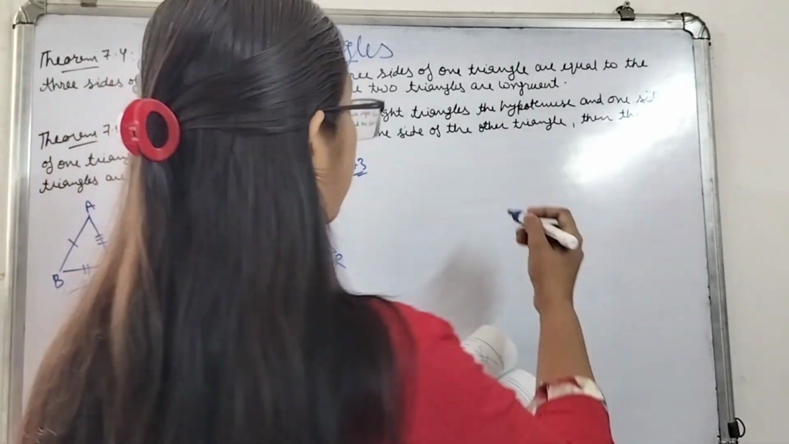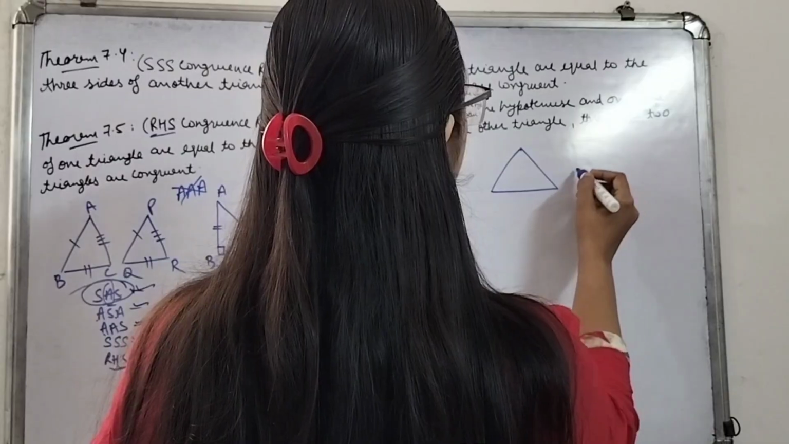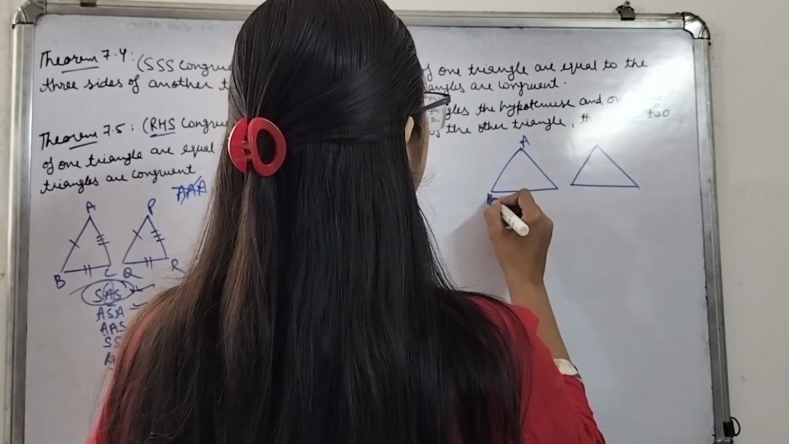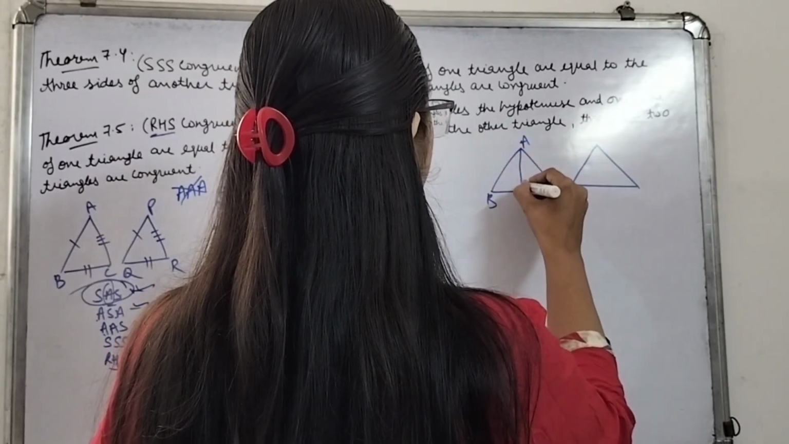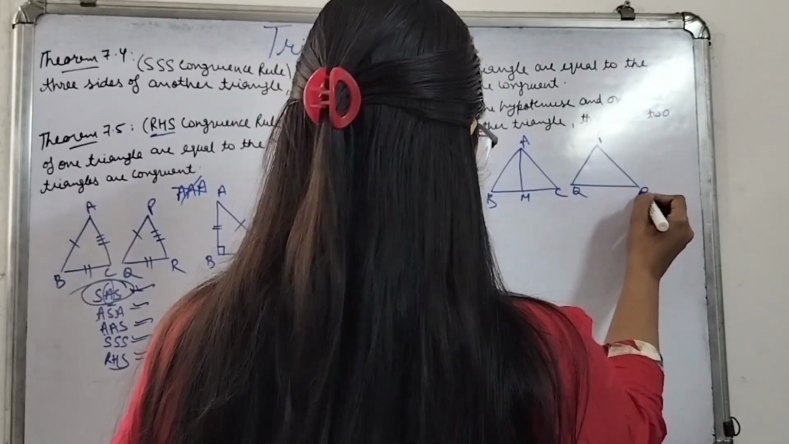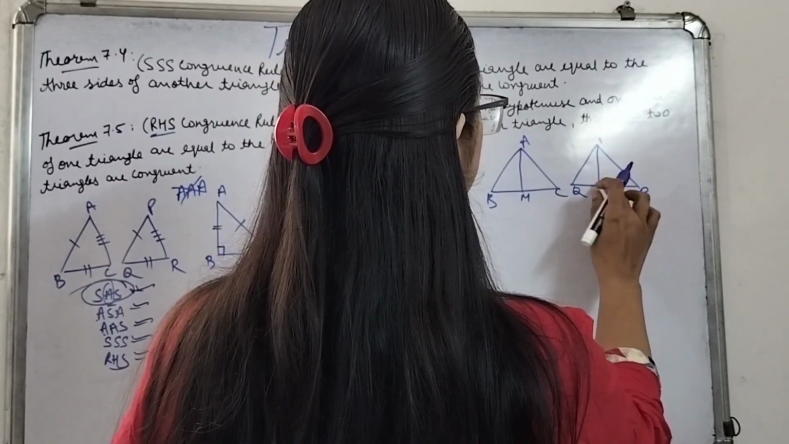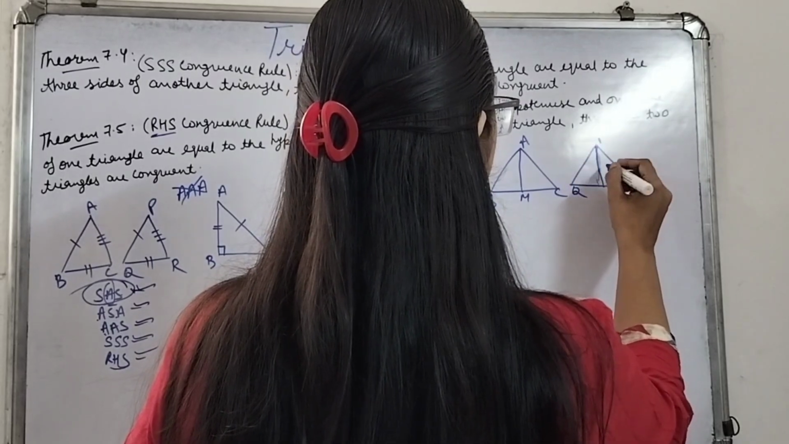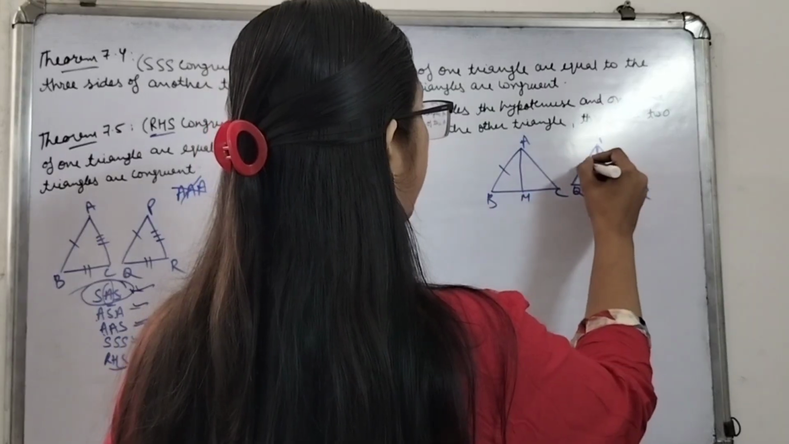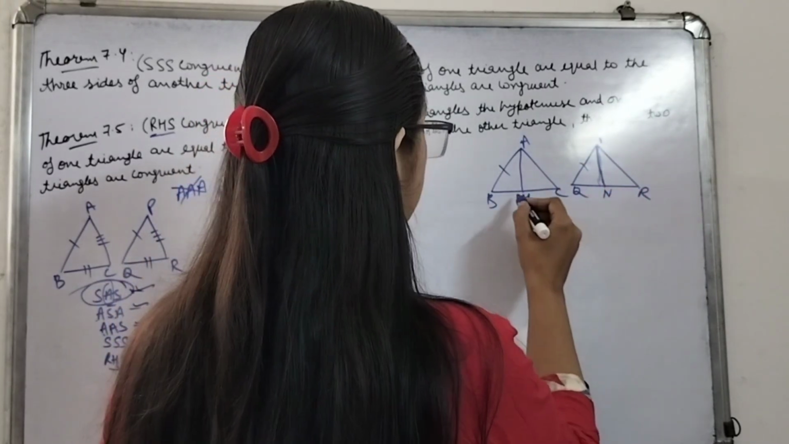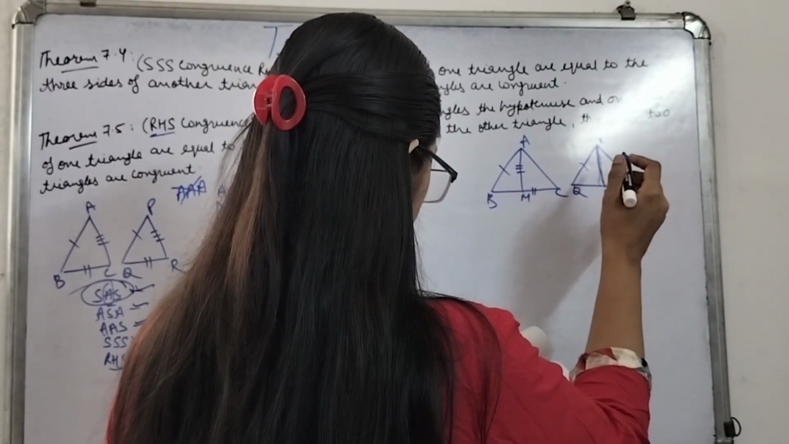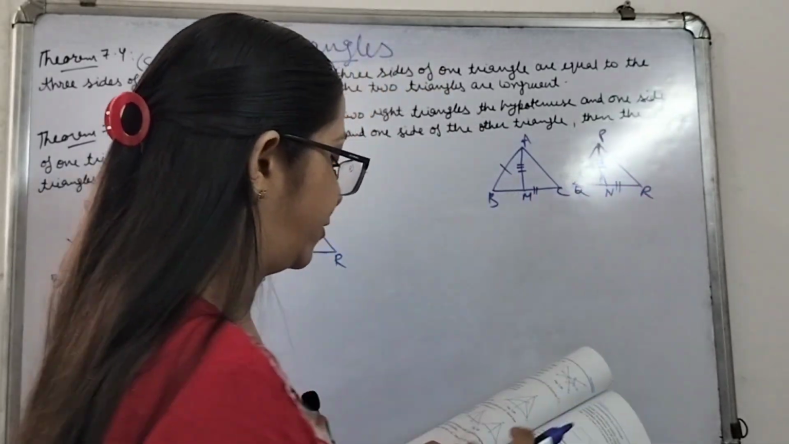First of all, we make the figure as given in the question. This is your triangle ABC, where AM is the median. Here is your triangle PQR, and PN is the median, so N is over here. It is given that AB is equal to PQ, BC is equal to QR, and AM is equal to PN.